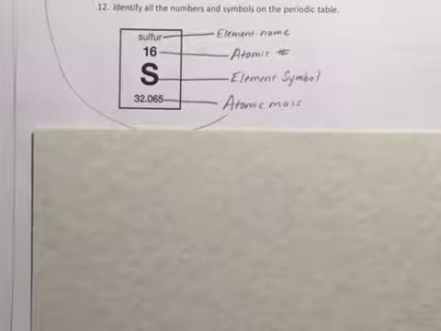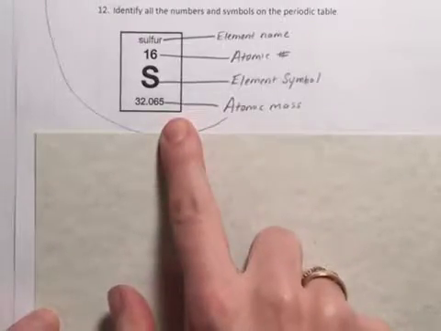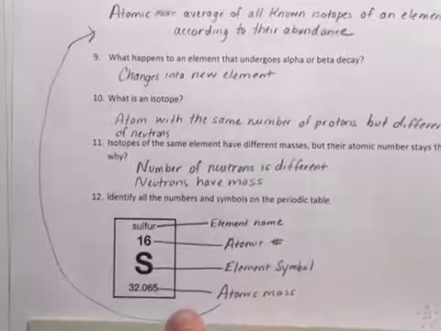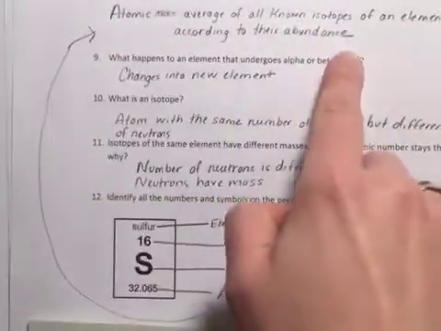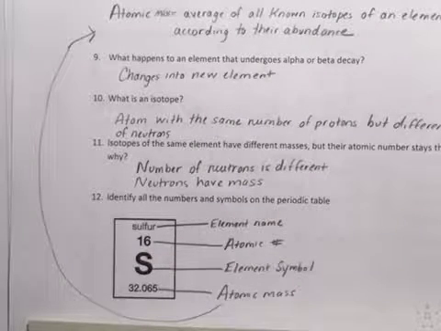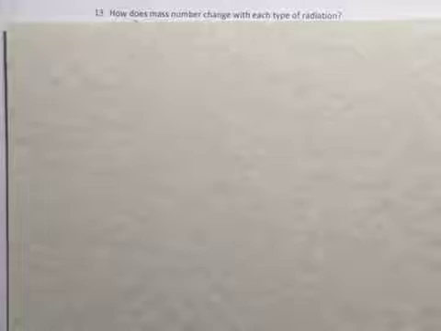I've labeled everything on the periodic table square. Just be aware that this is the atomic mass, not a mass number, which means I've drawn my arrow clear back up to here. The atomic mass is this right here that I drew my little definition of earlier. This is the one that's weighted according to the abundance.